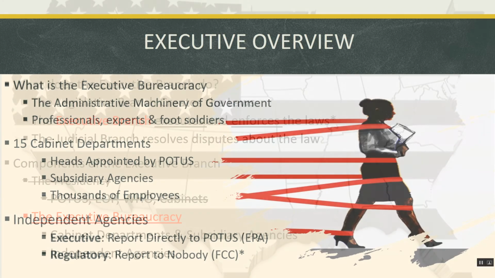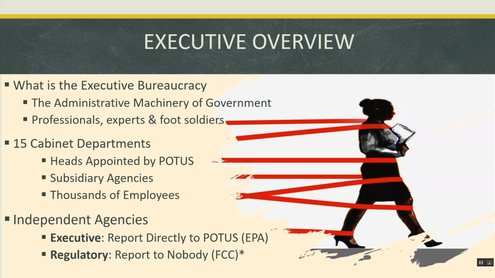If it is helpful to you, I have prepared some visual aids and some elaboration to make further sense of this content. Big picture, the executive bureaucracy is the administrative machinery of government. It is the body of several million federal employees, including experts, paper pushers, and foot soldiers who handle the day-to-day administration of government. It is divided.